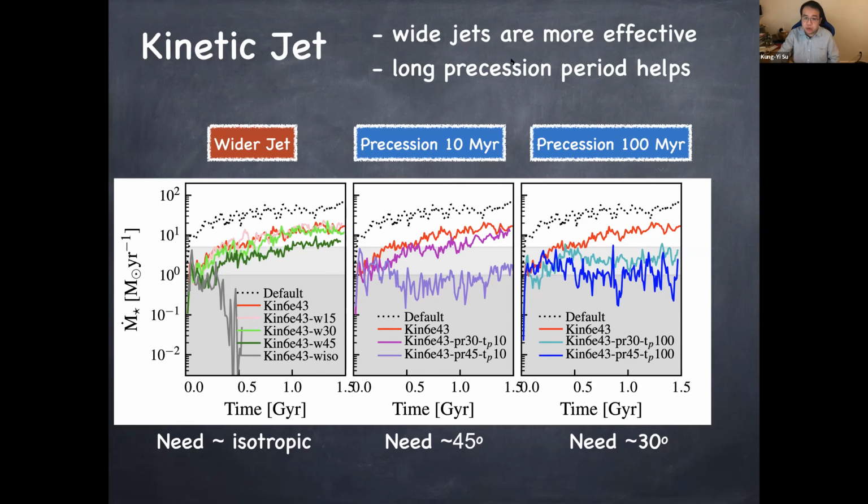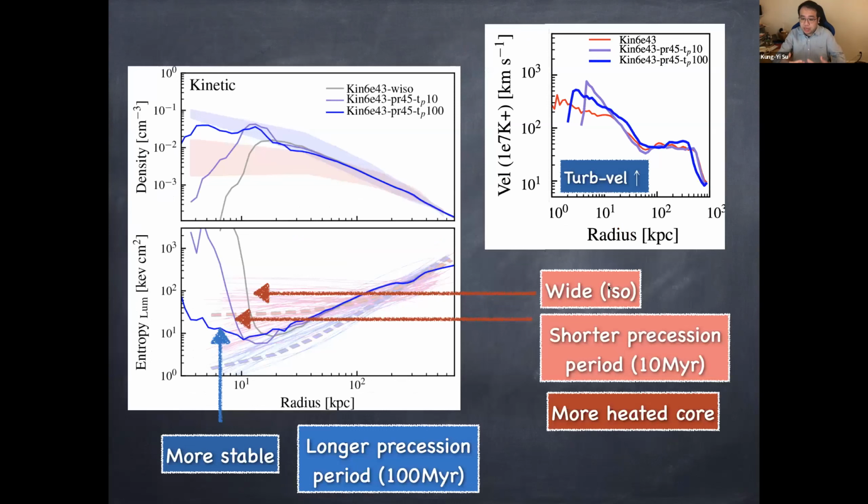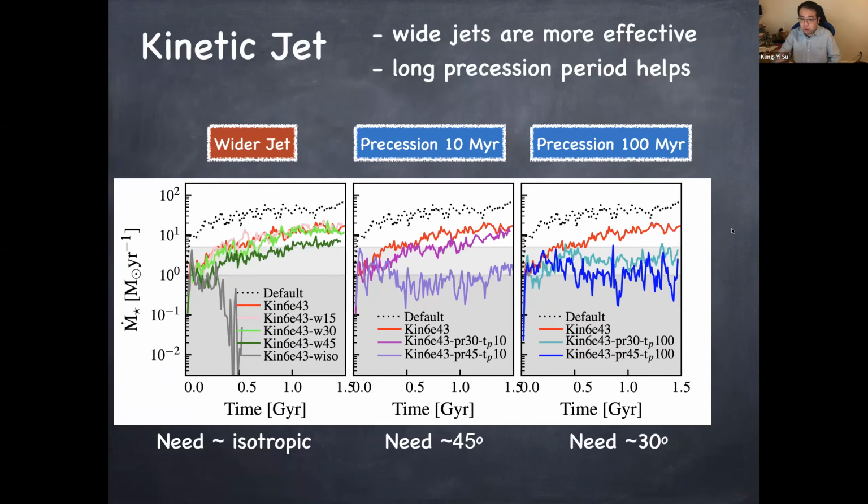Another interesting thing we found is that a longer precession period also helps. If it's just a wider jet, you need more or less an isotropic injection to have a sufficient effect at this energy flux. On the other hand, if you have 10 million years or even 100 million years of jet precession, although it's a narrow jet, you can precess it with different precessing angles, and you can see that it started to have a larger effect at 45 or 30 degrees. So what we found is that if you have a sufficiently long precessing period, the jet will stay in one direction for a sufficiently long time for the energy to propagate to larger radius. And actually you can see here.